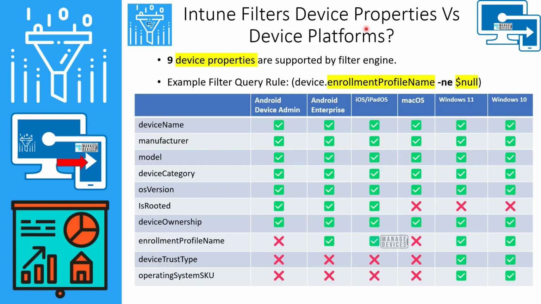Intune filters device properties versus device platforms. We have seen there are 9 device properties which are supported by the Intune filter engine. Now let's check in this table which of those are supported for specific device platforms. So device name is supported for all the platforms. Manufacturer is also supported for all the platforms. Model is also supported for all the platforms.